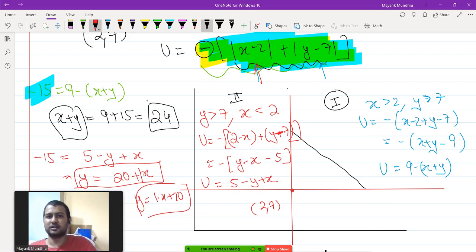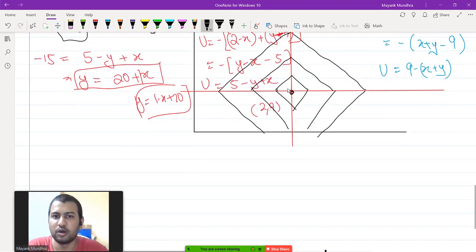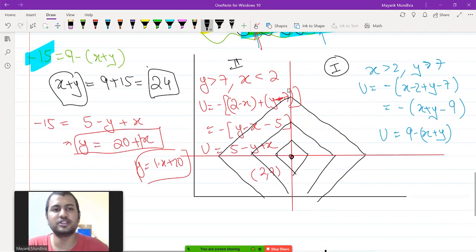So in this region your ICs will have slope 1, so they will look like this. By doing a similar exercise you will find the slopes in the other regions, and the ICs will basically look like this. Around your point 2 comma 7, the ICs will look kite shaped: rotated squares centered on the point 2 comma 7. So that's how you find the shape of these ICs.